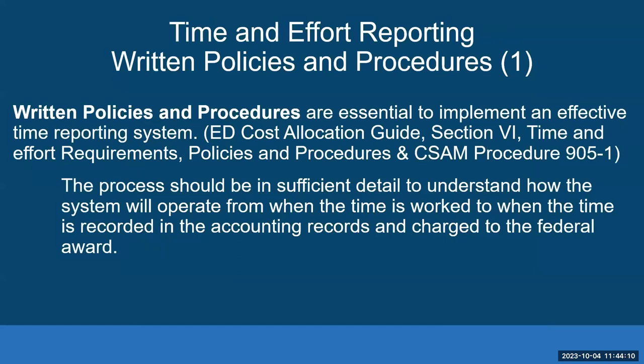Okay, real quick, the other part that is required for time and effort is policies and procedures. The federal cost allocation guide indicates that these are essential to implement an effective time and effort reporting system. The process should be in sufficient detail to understand how the system will operate from when the time is worked to when the time is recorded on the accounting records charged to the federal award. Some of the common non-compliance that we notice is that sometimes agencies don't have policies and procedures updated, or they are non-existent. If that is the case, definitely start as soon as you can and then reach out to your CDE consultant if you need any assistance.